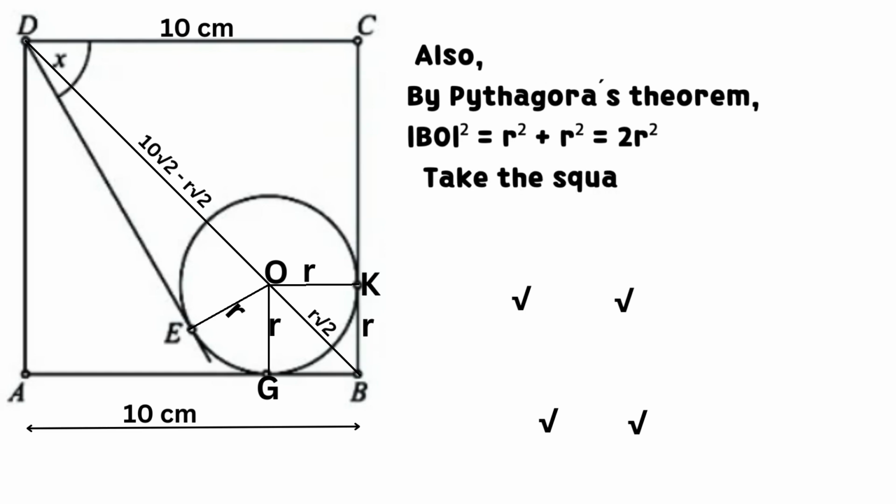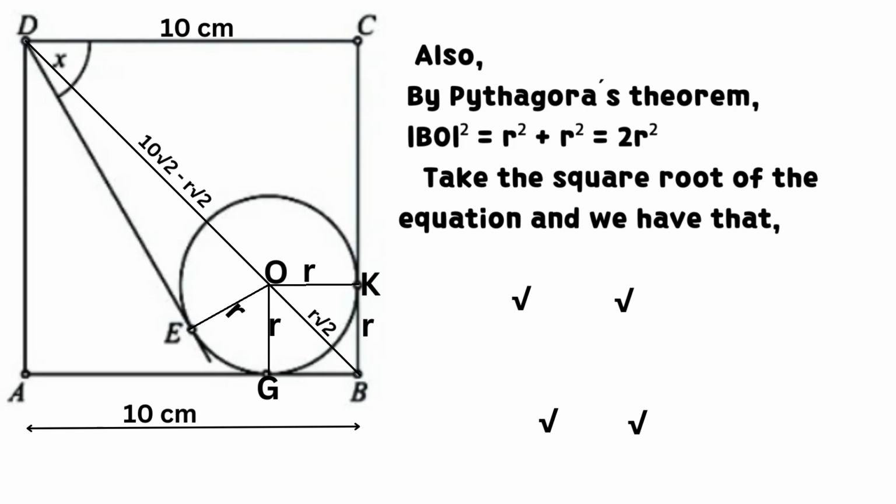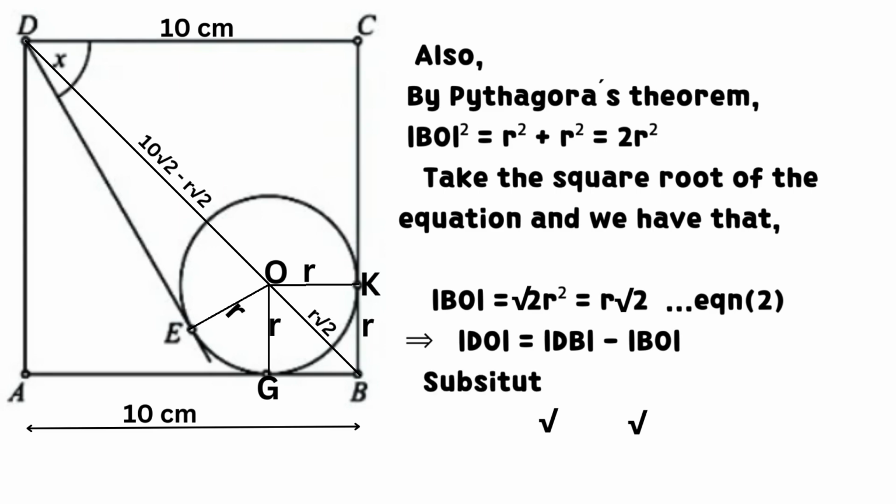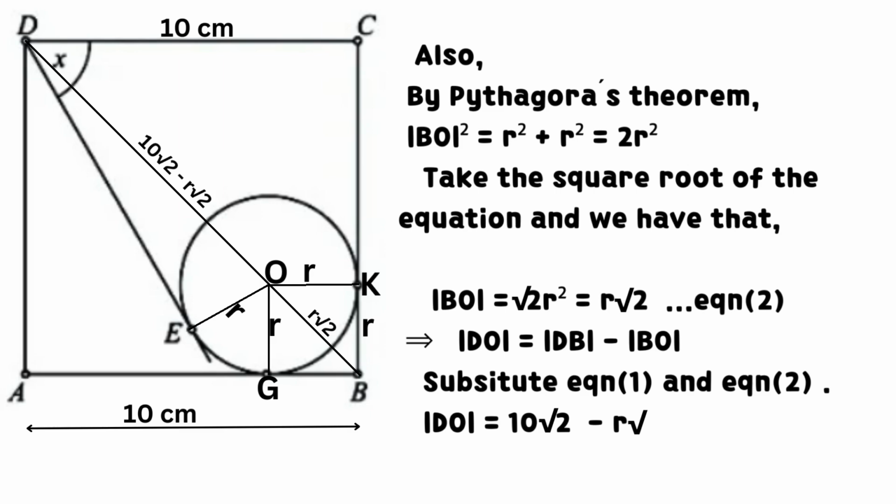Also, by Pythagoras' theorem, the square of line B, O equals the sum of the square of R and the square of R, which equals 2 times the square of R. Take the square root of the equation and we have that line B, O equals the square root of 2 times R. We call it equation 2.